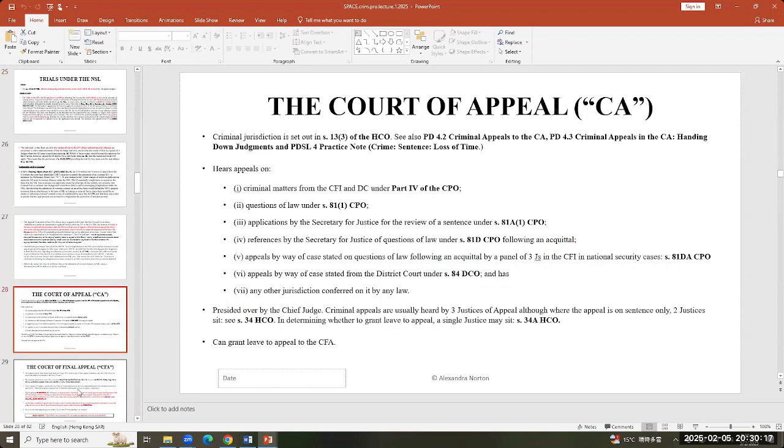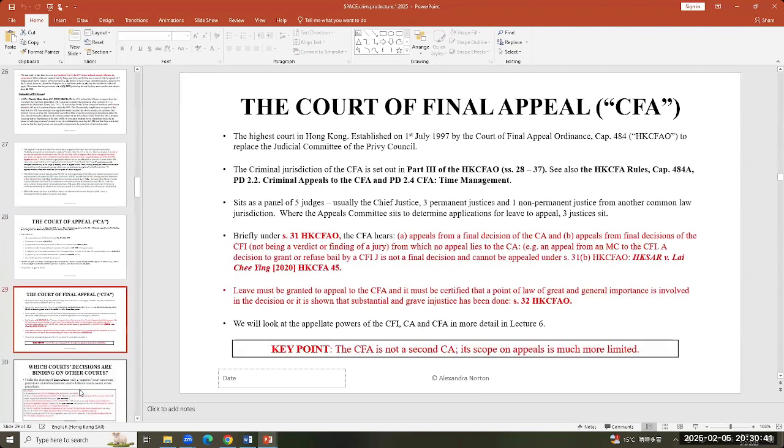All right, so on to the Court of Appeal. The Court of Appeal will hear appeals from the CFI and the District Court. And then there's a variety of different provisions, which we'll look at in Lecture 6, in which the Court of Appeal can hear other cases as well. And the Court of Appeal can grant leave to appeal to the CFA. The CFA replaced the Privy Council post-1997, so it's now our highest court of appeal.